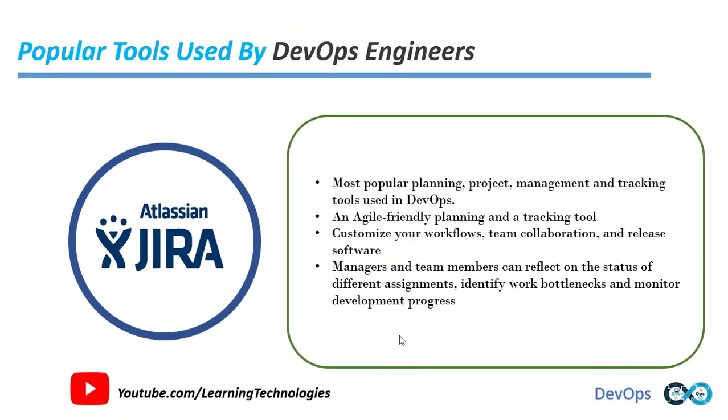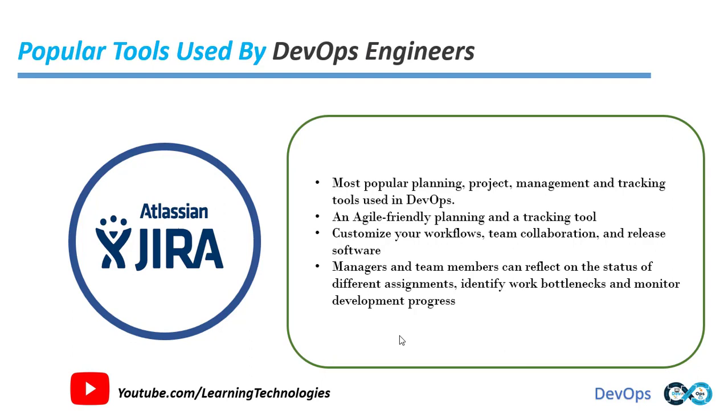First one, Jira. Jira is one of the most popular planning, project management and tracking tools used in DevOps. Jira is an agile-friendly planning and tracking tool which offers Kanban style, Scrum or fully customized boards that show the progress of each task, the task assignments and the development workflows. Jira is mainly used by agile development teams to customize workflows, collaborate, and release software with confidence.